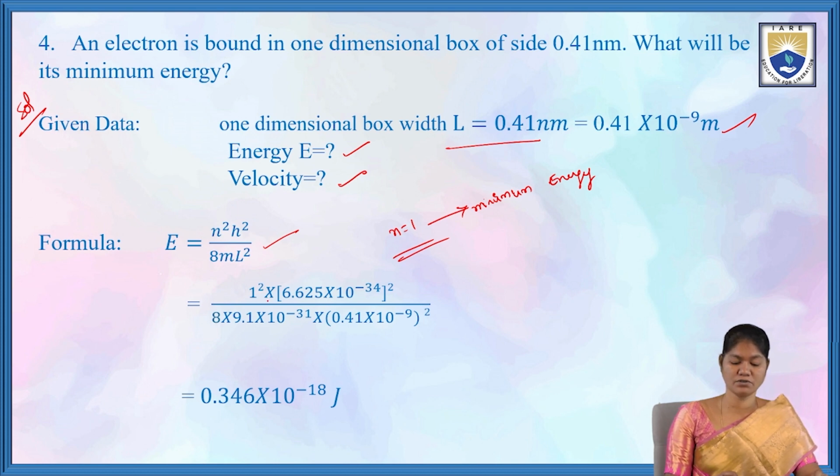So it is equal to 1 square into 6.625 into 10 power minus 34 whole square, this is the value for Planck's constant, divided by 8 into m, which is 9.1 into 10 power minus 31, into 0.41 into 10 power minus 9 whole square. So it is equal to 0.346 into 10 power minus 18 joules.